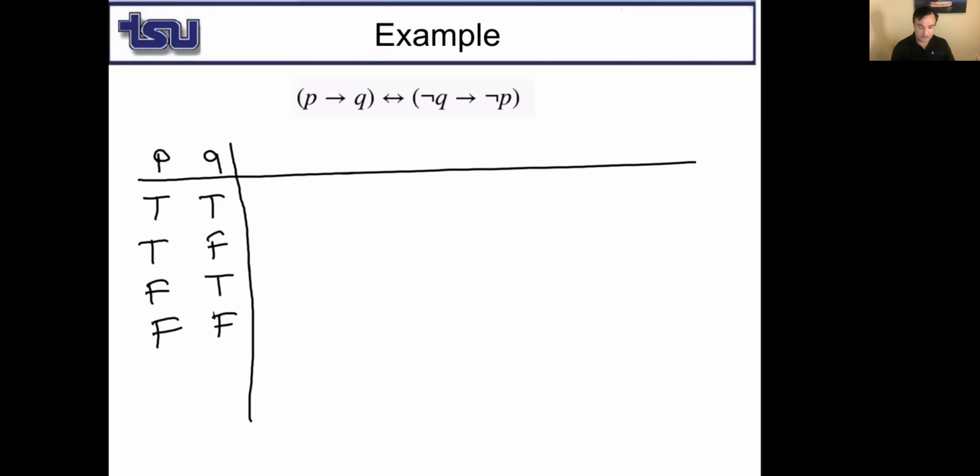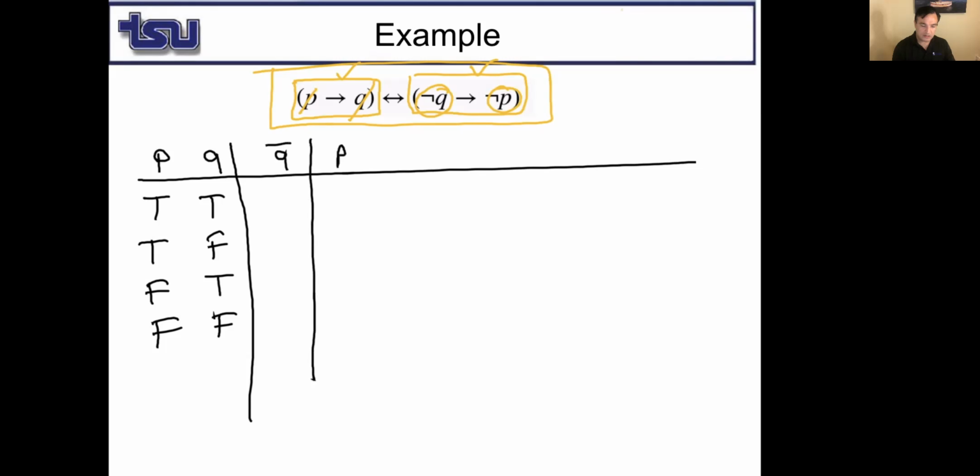Now let's look at this. I have one compound statement here. I have another compound statement here, and then I have a bigger compound statement, okay? But in order to take care of this compound statement, I only need P and Q, and I have them. But in order to take care of this compound statement, I need Q naught and P naught, right? So that's what I'm going to do now. I'm going to say Q naught and P naught.